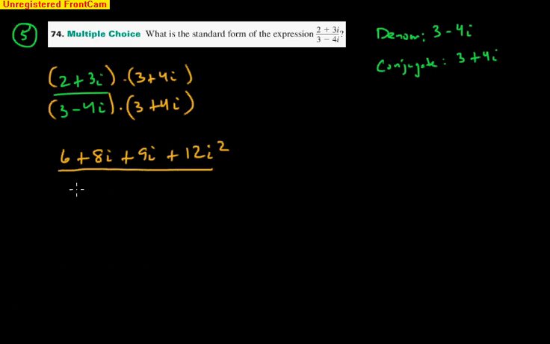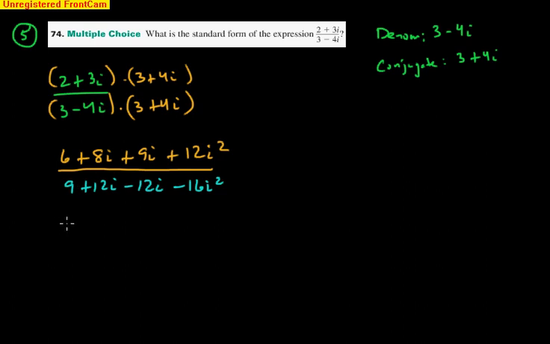Now the bottom I'll do in blue. 3 times 3 is 9. 3 times 4i is 12i. -4i times 3 is -12i. And -4i times positive 4i is -16i squared.